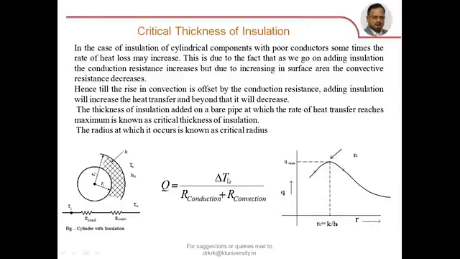And the formula for Q is delta T by R conduction plus R convection. As you go on adding insulation, conduction resistance increases, convective resistance decreases. You observe? So, on the left hand portion of this curve, the maximum point, the convection resistance is dominant. It dominates the conduction resistance, hence as you go on adding radius, total resistance goes on decreasing, hence heat transfer increases.